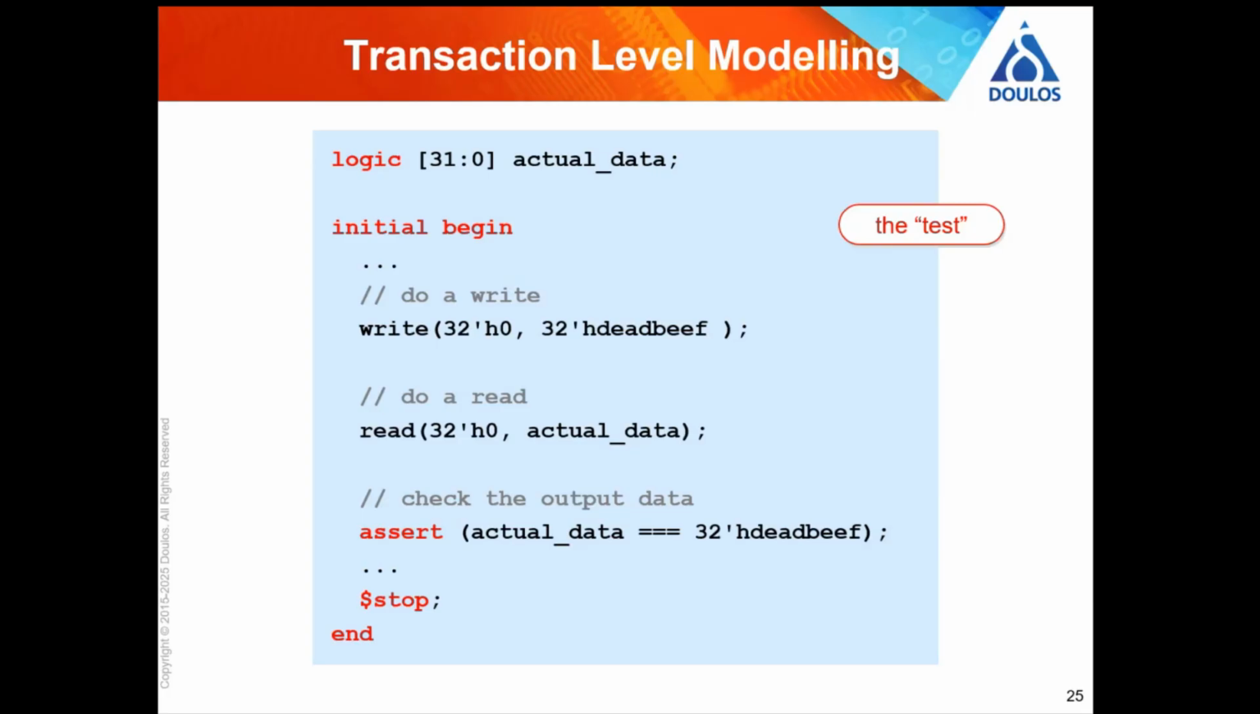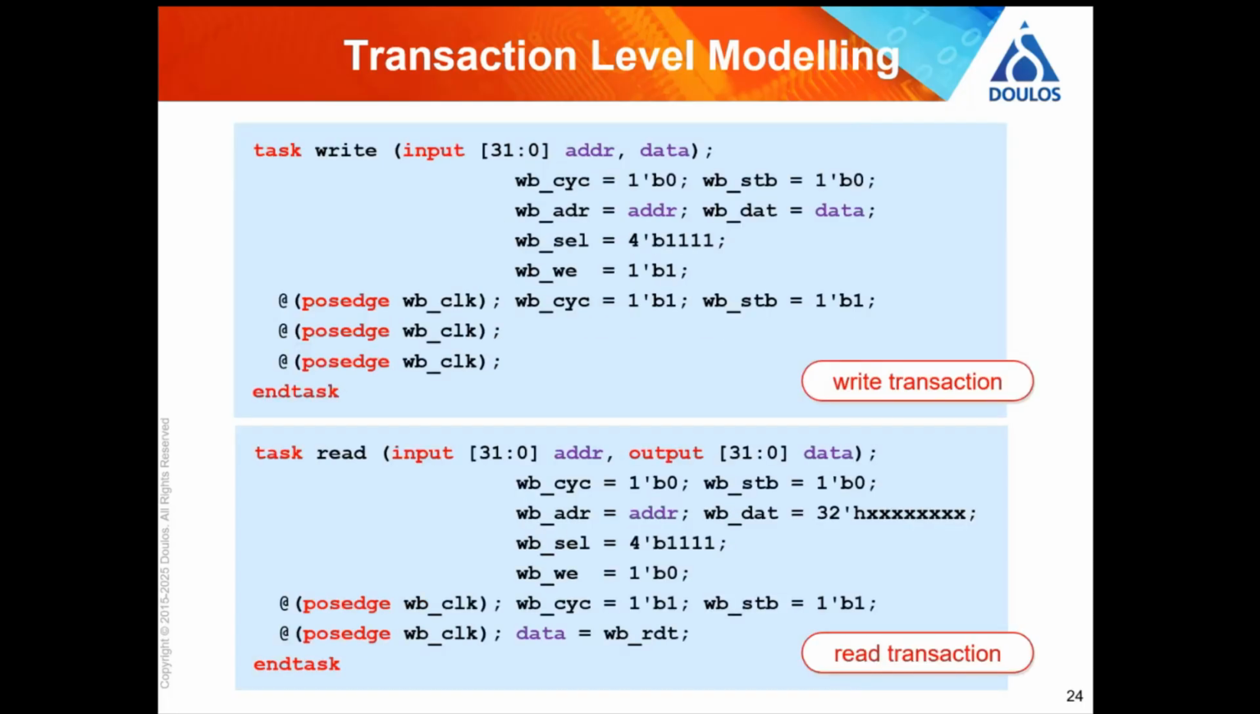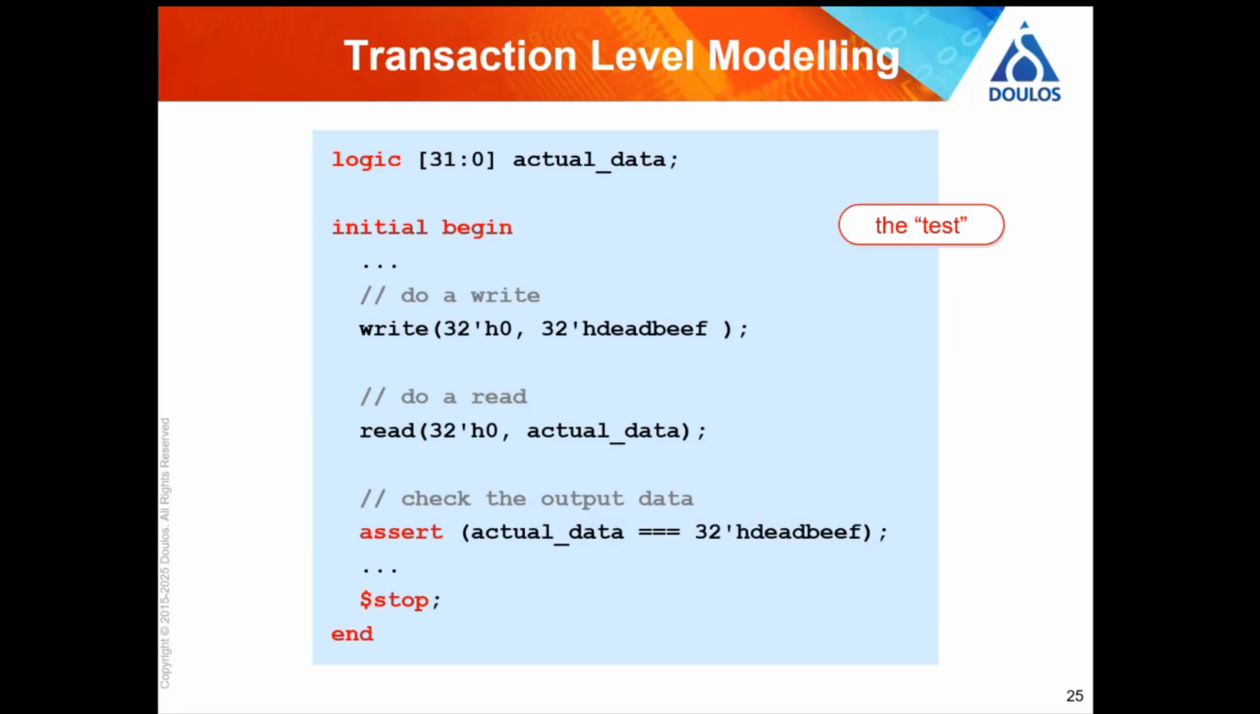And also, it's really easy to see how you could write other tests. The low-level stuff, the nitty-gritty, is hidden away in these tasks. And so if you wanted to do a more robust test, a better test, fill up the RAM completely and then read it all back, something like that, you could easily do that. You could easily stick the write and the read in some kind of loop. So you can reuse the stuff in the tasks and write more complicated tests and other kinds of tests really, really easily. And that's another real big advantage of using transaction-based verification.